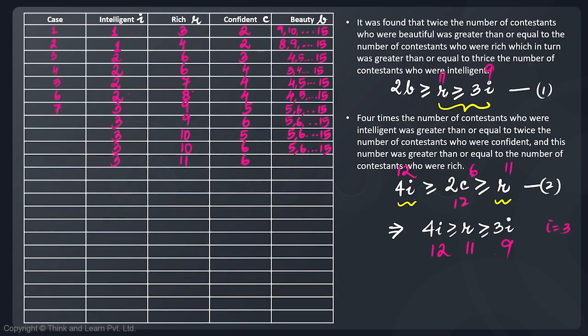And 2B should be greater than or equal to 11. That means it should be at least 12. That gives us the minimum value of B being 6 and it can go up to 15. So there is only one case when R is 11. Now let's change R to be 12.